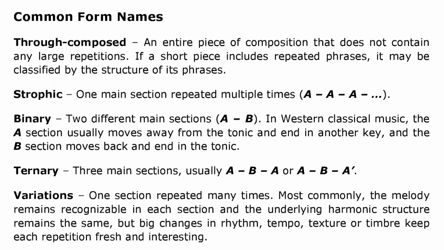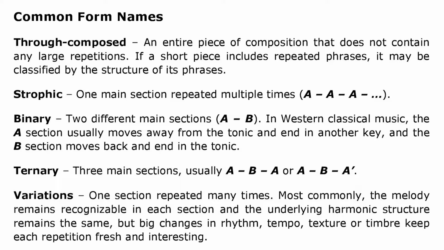Now the common form names, there are a few. For example, through-composed. Through-composed means an entire piece of composition that does not contain any large repetitions. If a short piece includes repeated phrases, it may be classified by the structure of its phrases. Another form is called strophic. Strophic means one main section repeated multiple times. Binary means two different main sections. That means it's just like A or B.